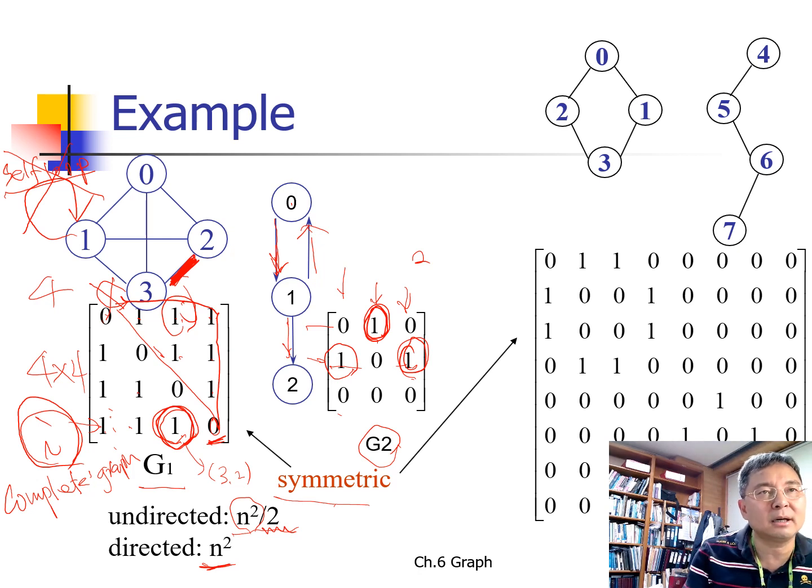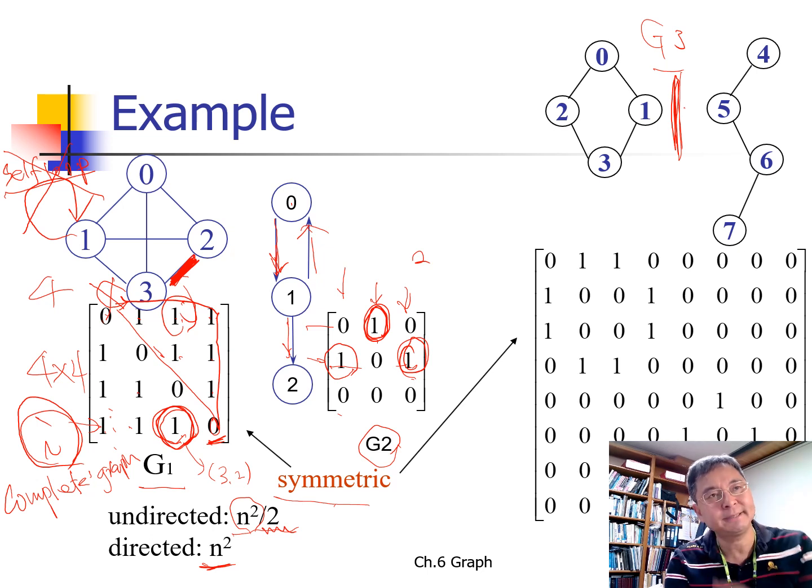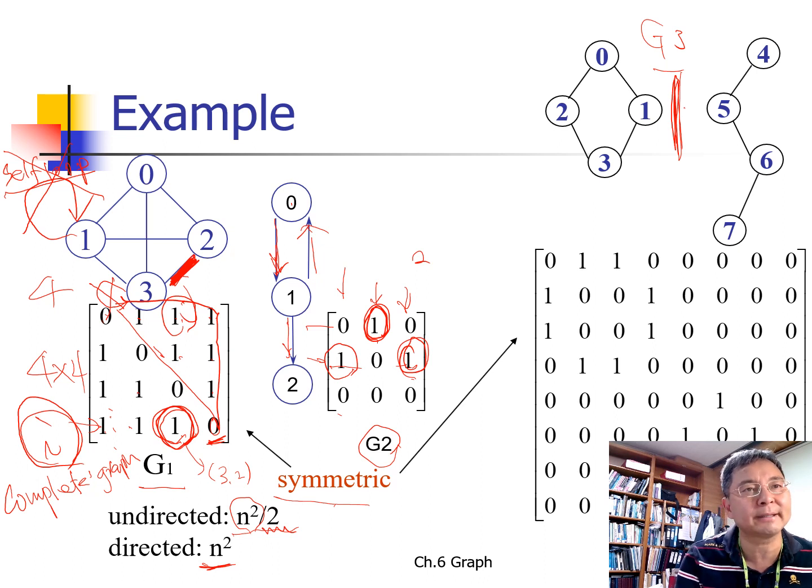And this is another example here, G3. So G3 is not connected. Okay, there is some disconnection between this one. But there are 0, 1, 2, 3, 4, 5, 6, 7, yes, 8 vertices. So the adjacency matrix becomes an 8 by 8 two-dimensional array.